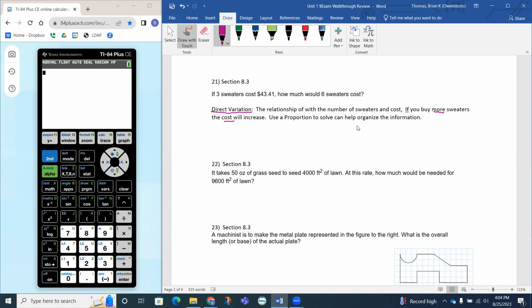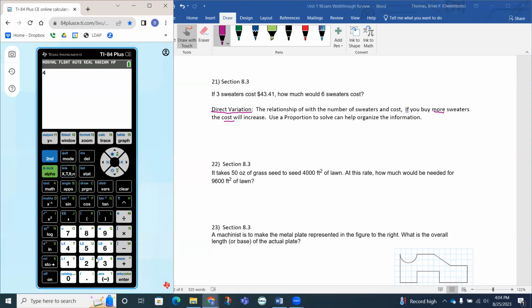So when I have a problem like this, you may not need a proportion. You can probably see, well, if there's 3 sweaters and now 6 sweaters, my cost should double. So I should be able to just say, hey, 43.41 doubled would be $86.82. That should be the answer.